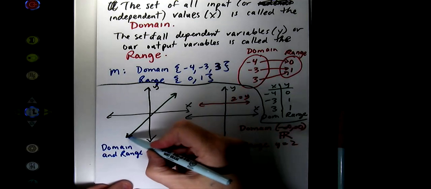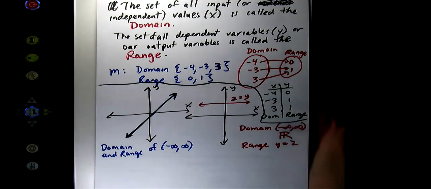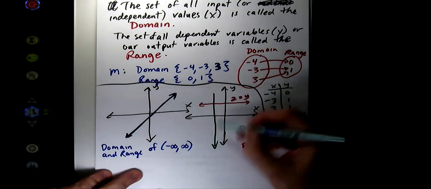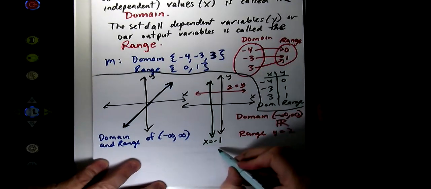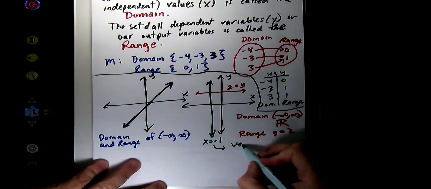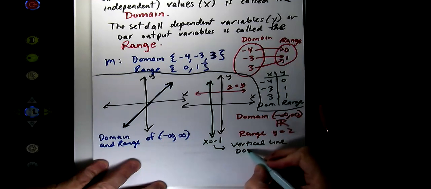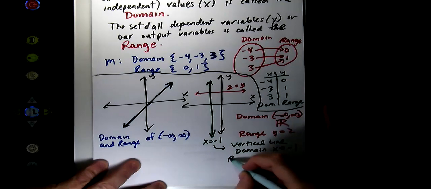Use green over here. Vertical line. Let's say this is x equals -1. On a vertical line, the domain is just the x value. And the range is all real numbers.